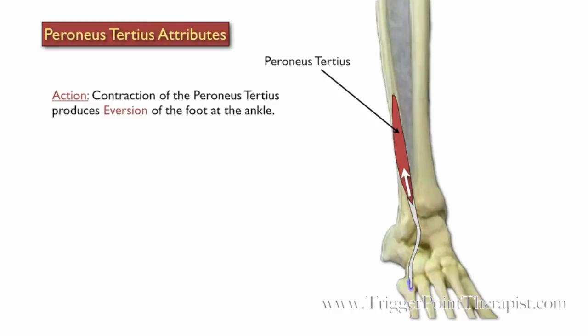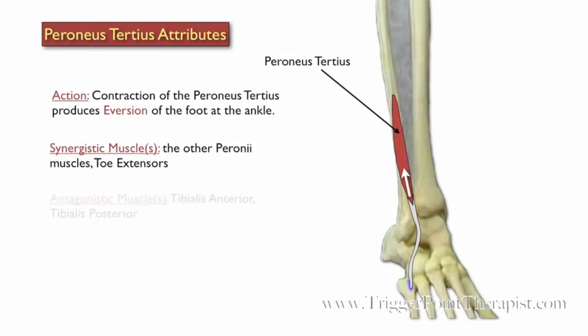Contraction of the Peroneus tertius produces again eversion of the foot at the ankle. And once again, the synergistic muscles for the Peroneus tertius are the other Peronii muscles and the toe extensors. And the antagonistic muscles are the tibialis anterior and tibialis posterior.